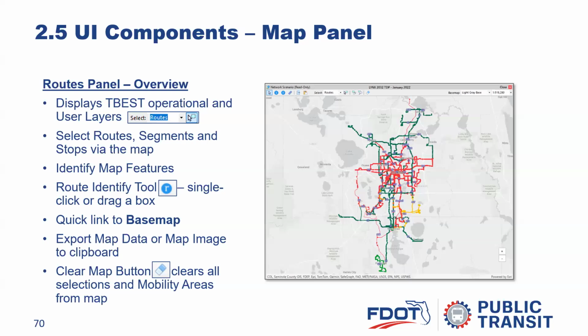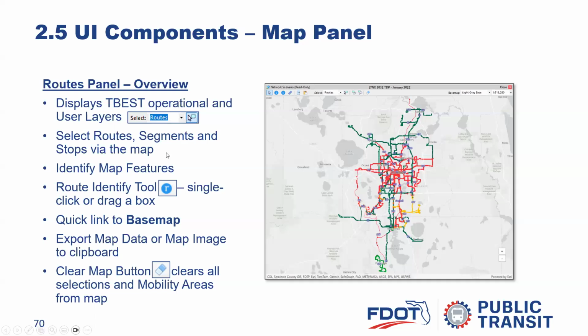And then you have the quick link for the base map. So you can get to a variety of base maps that are very handy to change your perspective on what's on the ground, so that you can easily digitize routes through parking lots, through areas that aren't necessarily on the roadway, or visualize aerial imagery, etc.